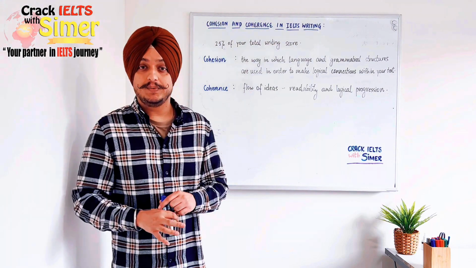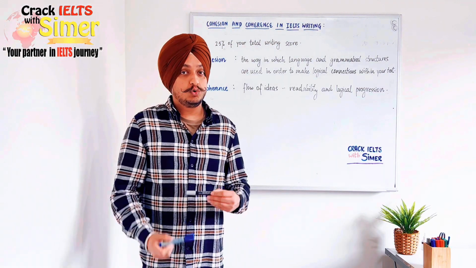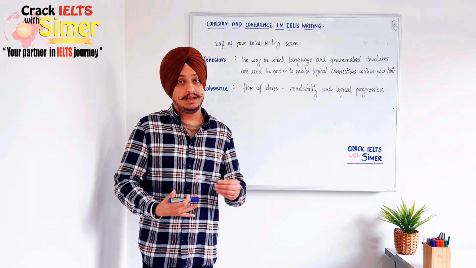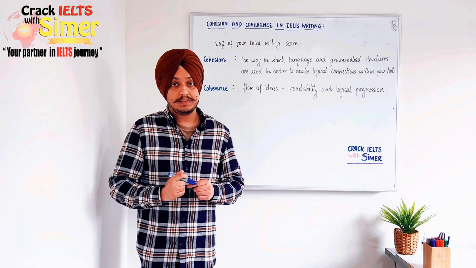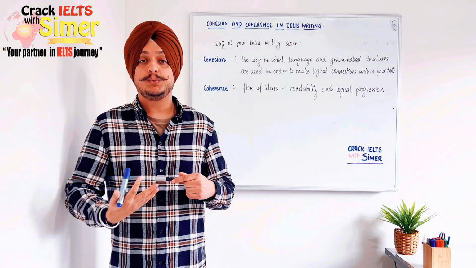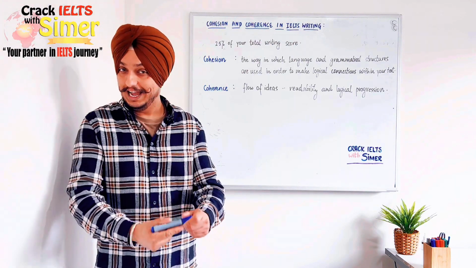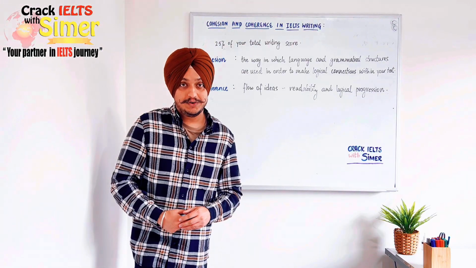Logical progression is how logically your ideas are arranged. Whatever has to come first is first, and whatever has to come after is after. For example, you give the idea first and then the reason for it, and not the reason and then introduce something after that. I hope that makes sense. So this is the logical progression in your essay.